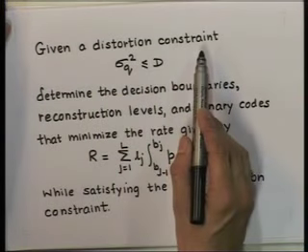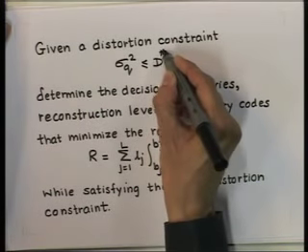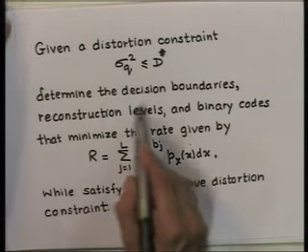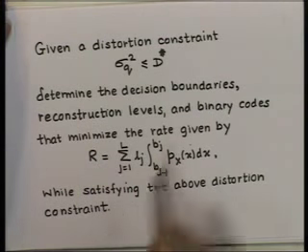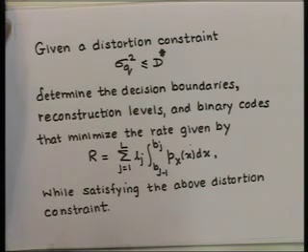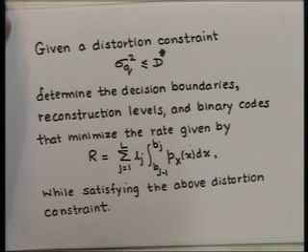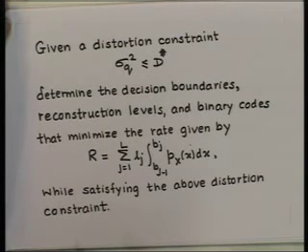Given a distortion constraint, determine the decision boundaries, reconstruction levels and binary codes that minimize the rate given by this expression while satisfying the above distortion constraint. Or the same problem can be posed as follows.